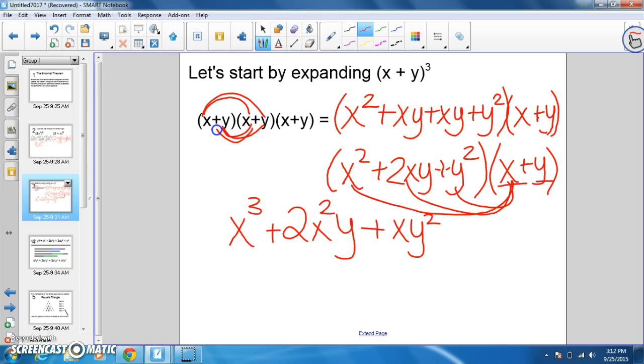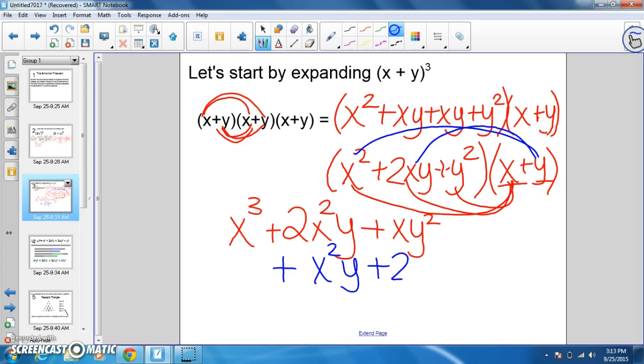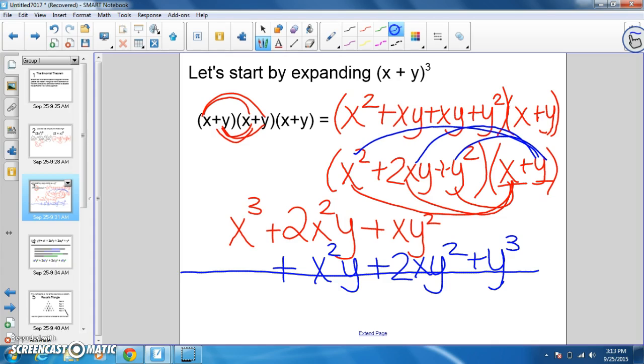Now for the y, we're going to multiply y times x squared, which will be x squared y. So I'm going to line it up with the like terms. Then y times 2xy will give us plus 2xy squared. And y times y squared will give us plus y cubed. Our final answer will be x cubed plus 2x squared.